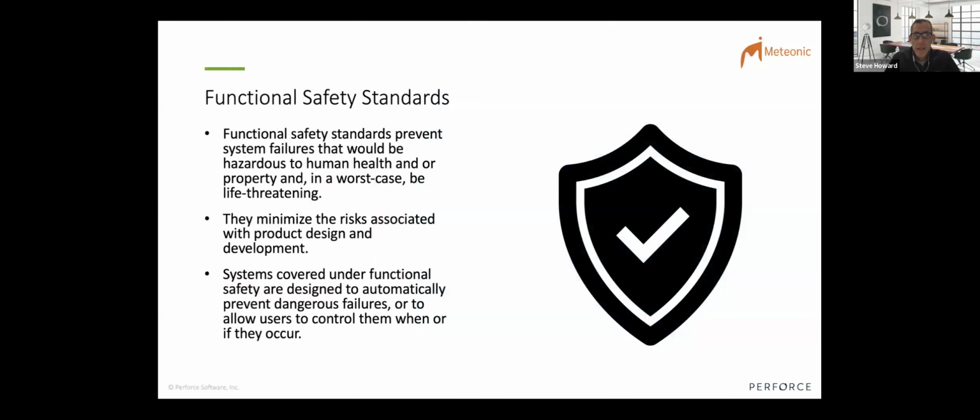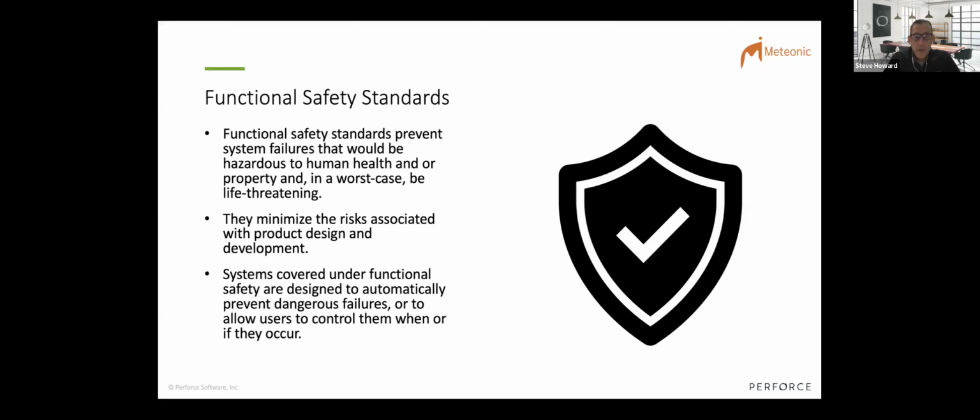And we do that through the standards, and they prevent system failures generally. So we're trying to make sure that the system will not fail in the first place, especially if it's hazardous to human health or it's life-threatening in some form. For example, we don't want the braking system in our vehicle to fail. So that's the first step. But if that system does fail, we need to find ways to minimize the risks associated, and try to minimize the risks associated also in the product development.